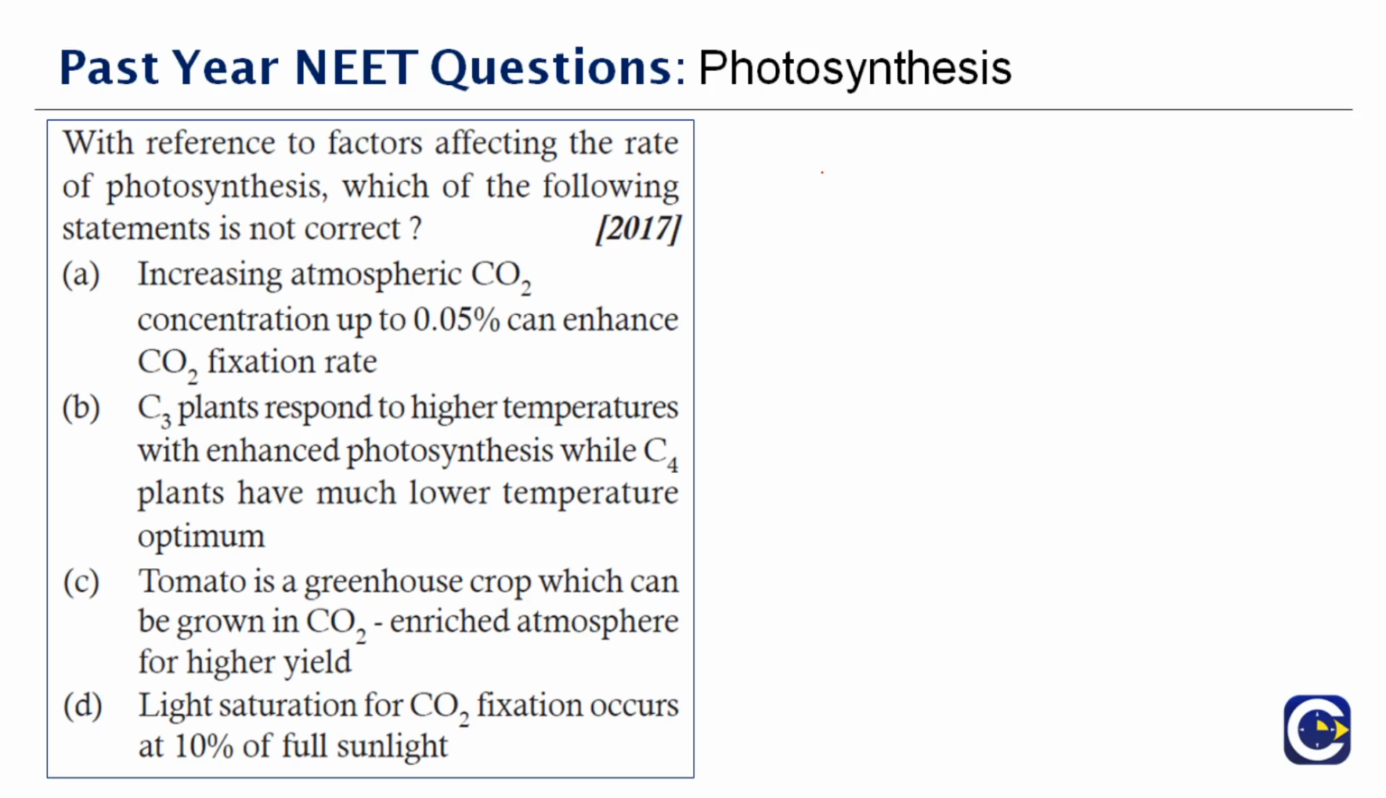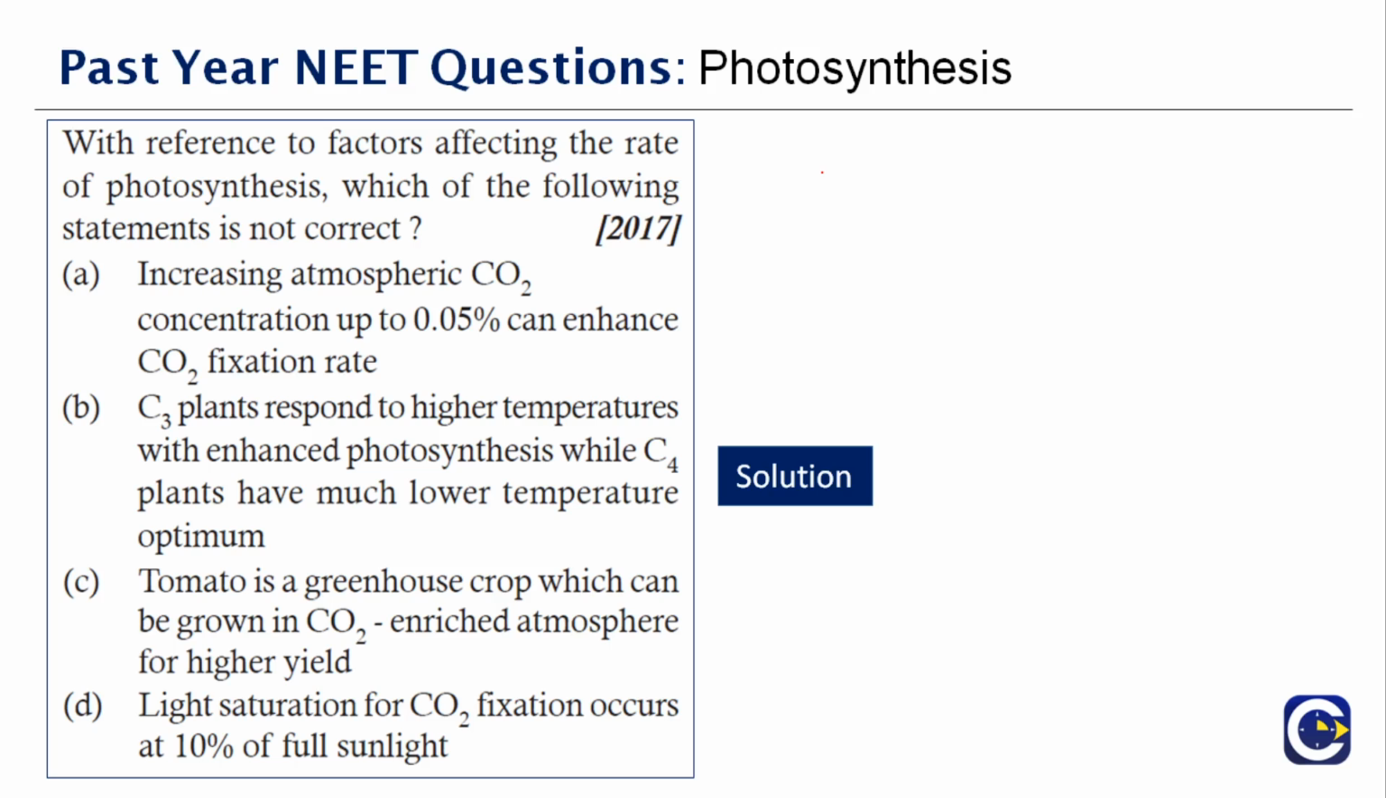Okay, next question here, which was asked in the year 2017. With reference to the factors affecting the rate of photosynthesis, which one of the following statements is not correct? So they are asking us which statement is not correct. You are given 4 options here. Increasing atmospheric carbon dioxide concentration up to 0.05% can enhance carbon dioxide fixation rate. Out of the 4 statements, which one is wrong? The first statement is correct.